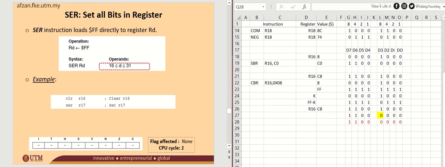Next we have the SER. What is SER? SER means set all bits in register. This is the syntax SER RD, where RD should be from R16 to R31. What happened here? FF you put to your RD.